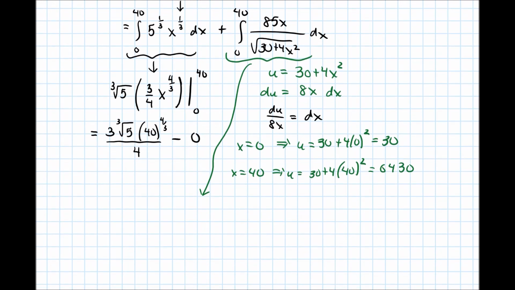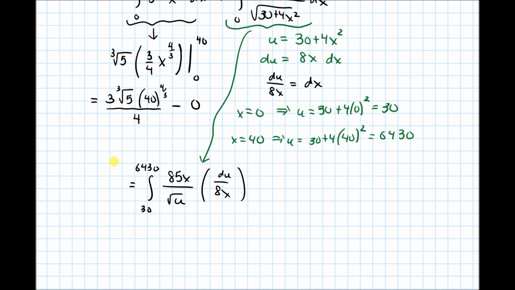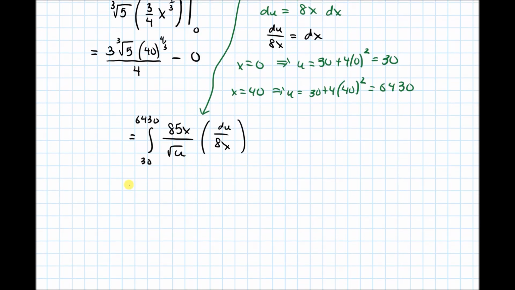Okay, so if we do this, we end up with an integral. The bottom limit has become 30, and the upper one has become 6,430. Okay, we get 85x over square root of u, and then dx. We saw dx was du over 8x. Okay, so it's already starting to look a lot simpler. So we have the integral from 30 to 6,430.